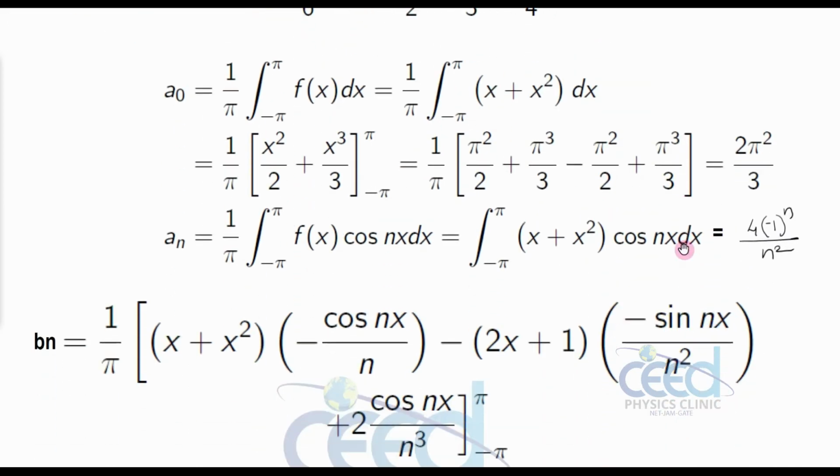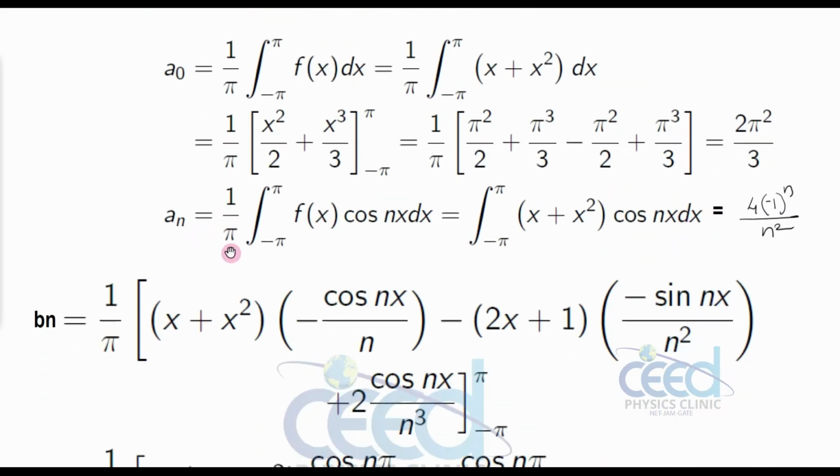Now let us calculate an, which is equal to 1 by pi integral minus pi to pi f of x cos nx dx. What is f of x? F of x is x plus x square, so x plus x square into cos nx dx, that is our an constant. Once you get a0, an and bn, then you can substitute in the Fourier series expression. When I substitute the value of f of x in the an expression, I will get an value as 4 times minus 1 raised to n by n square.